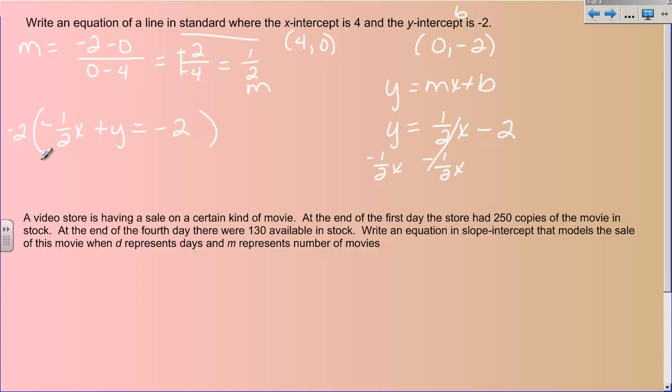And I'm going to multiply by -2, so I get rid of the negative and the 2 at the same time. So this leaves me with 1x right here. And then -2 times y becomes -2y. And then -2 times -2 becomes 4. So in standard form, my equation is x minus 2y equals 4. That's the equation in standard form.